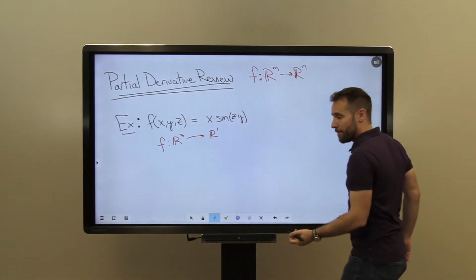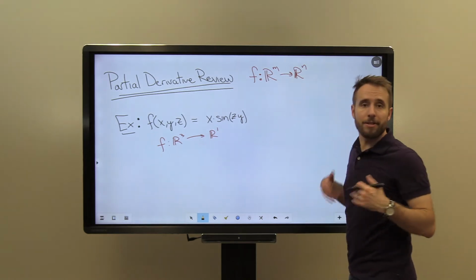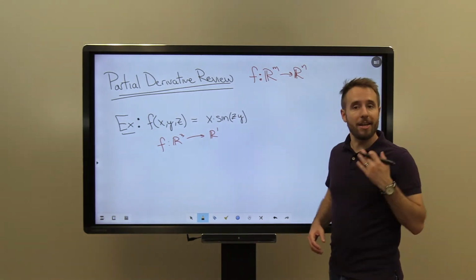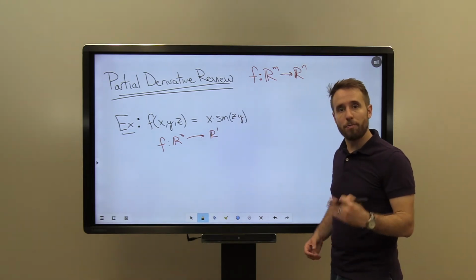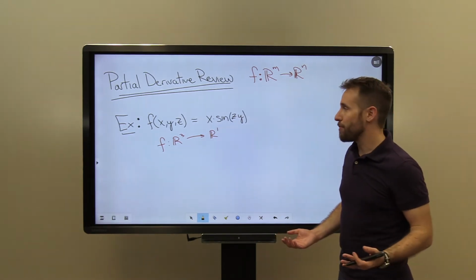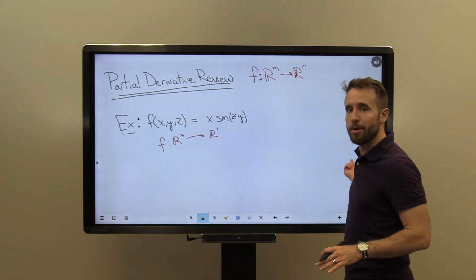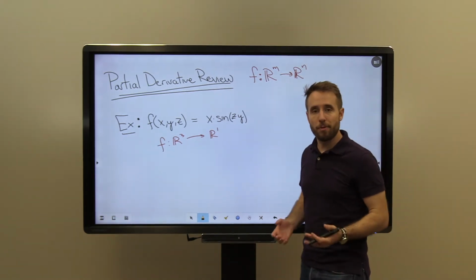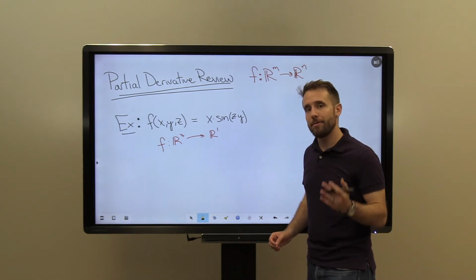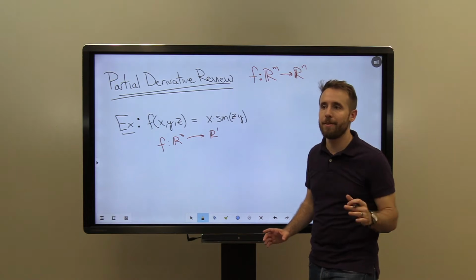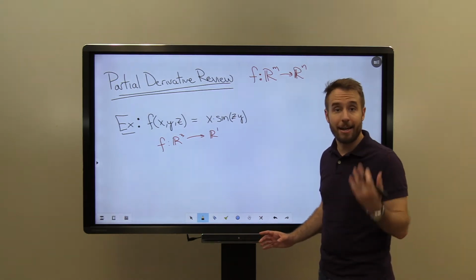All of these functions, if they're differentiable, and in this class most of our functions will be differentiable, then we can calculate derivatives or partial derivatives appropriately. When we just had one parameter, we just took the regular derivative of each component. When we have multiple variables, to take a partial derivative, we just take the derivative of that one variable, treating every other variable as if it is a constant.